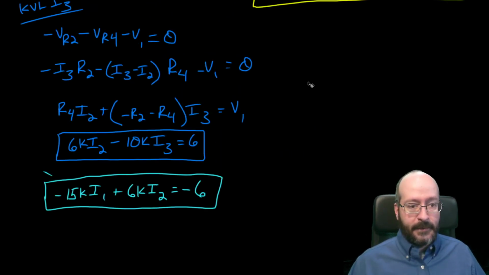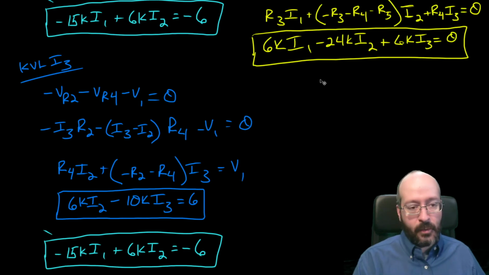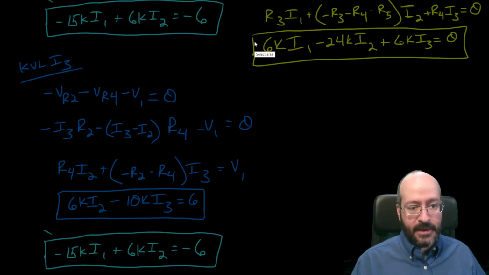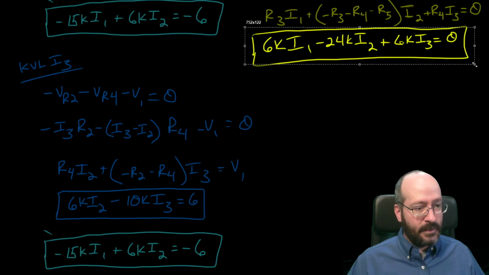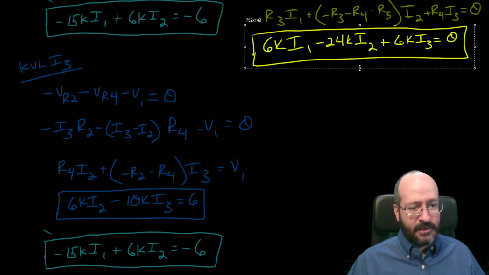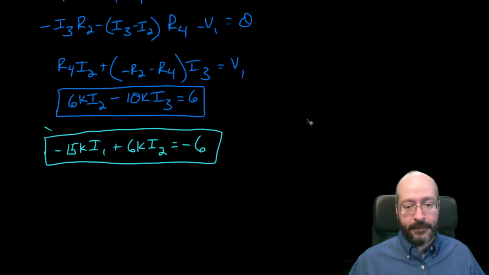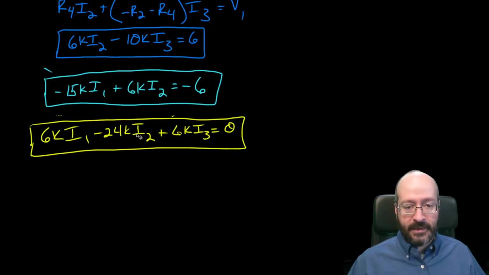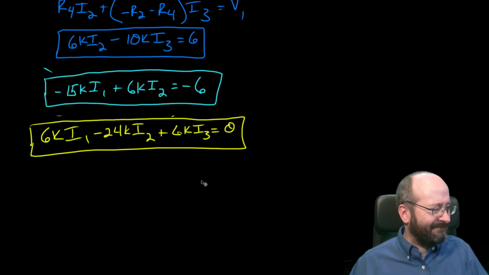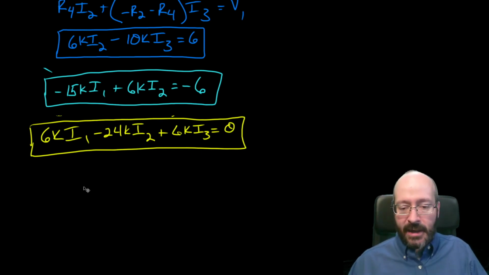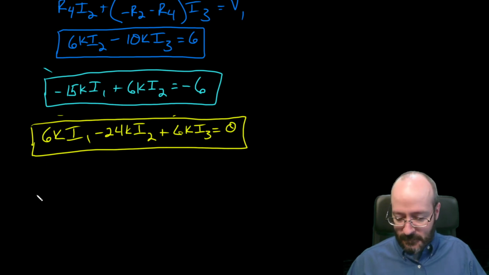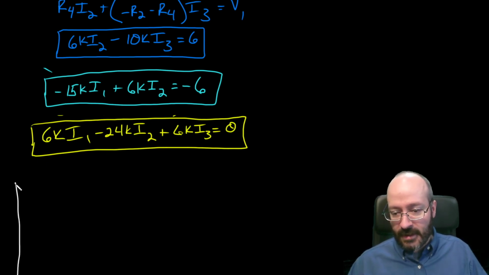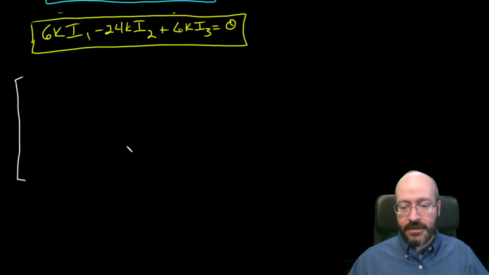It doesn't matter what order you put them in the system in the matrix, right? Because you're just rearranging the order of the equations. You're not changing any details about them. Okay, so that's my system of equations. I jumbled them up. It really doesn't matter. Your mesh currents are going to come out in the same order because it's the order of the coefficients that's important.